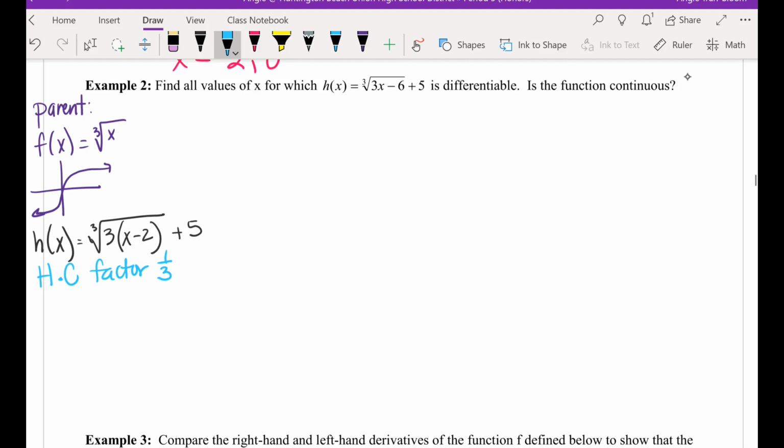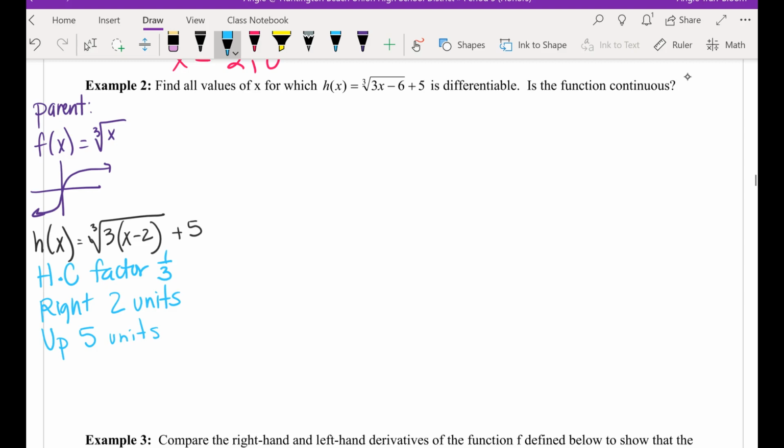X minus 2, so that 2 value is what? Right or left? Right, 2 units. Then you have a 5 on the outside. What is that? Vertical translation, up 5. Okay, so those are a quick review of your transformations. We did talk about the third root before. Where do you think the problem location is?